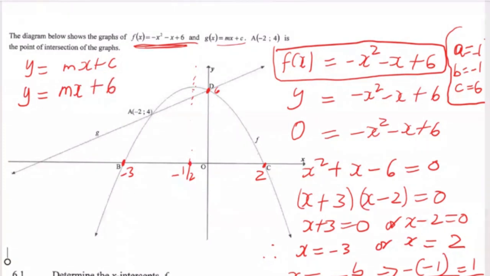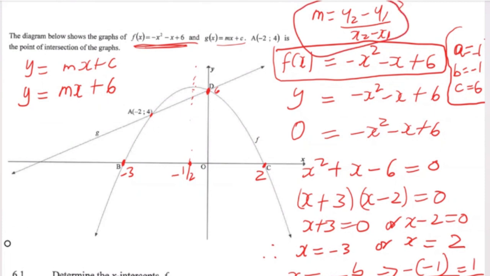Okay, what else do I need? I need to get my gradient. How can I get my gradient? Okay, if you've got time, guys, you can go and calculate your gradient. If you don't know any other method, you can get the gradient because you've got two coordinates here, and use the formula m is equal to y2 minus y1 over x2 minus x1. Because you have this coordinate and this coordinate, you can calculate your gradient. But you don't have to do that. You need to be economical about your time.